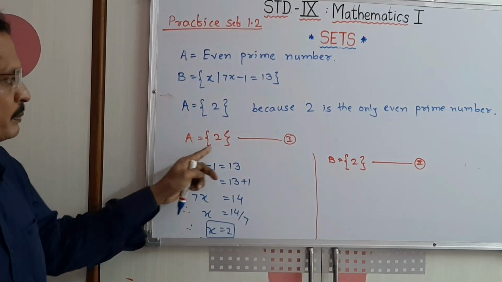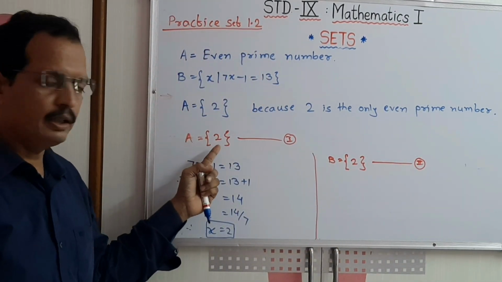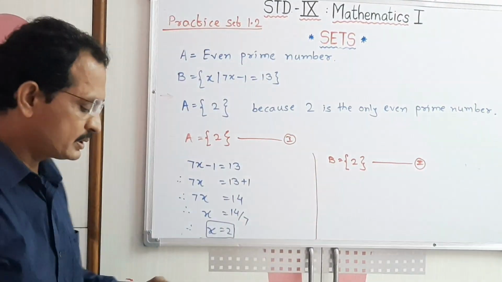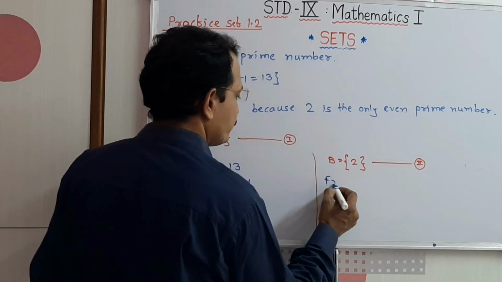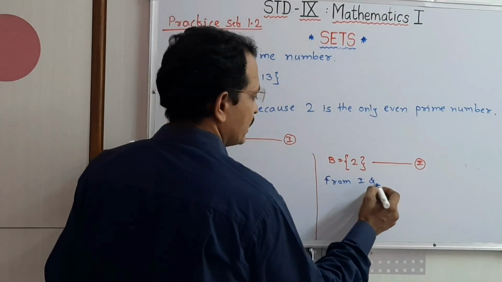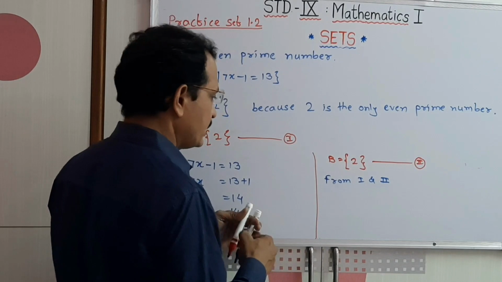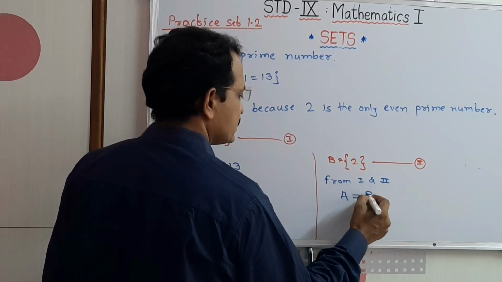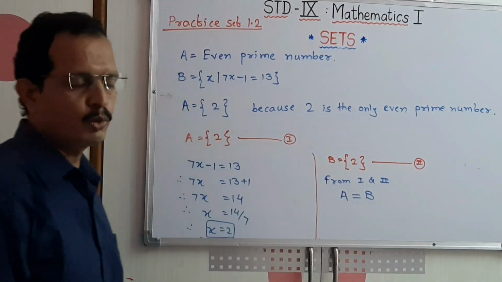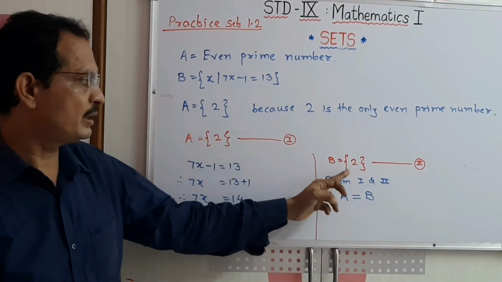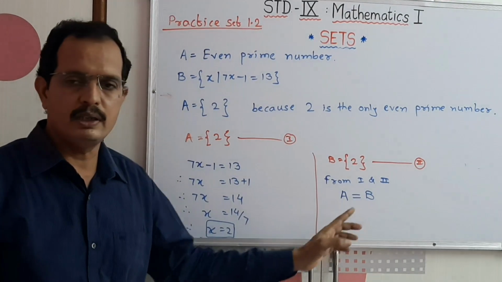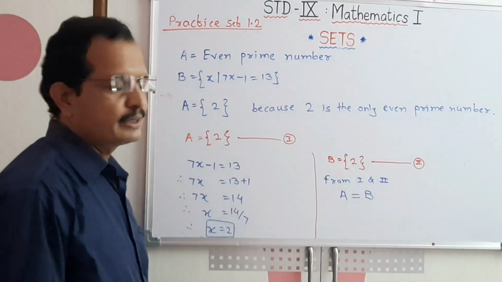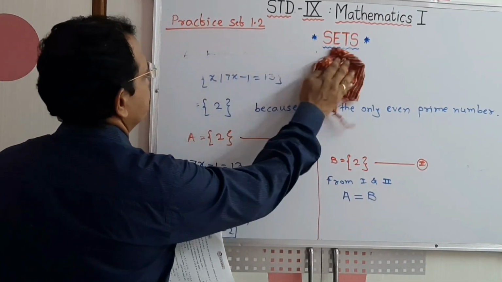Now observe statement number first. Set A contains element 2 and B contains exactly the same elements. Therefore, from first and second, we can write set A equal to set B. Therefore, both sets contain exactly the same elements. Therefore, set A and B are equal sets. Now, see the next sum.